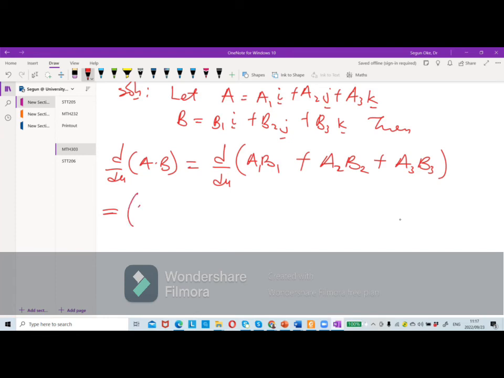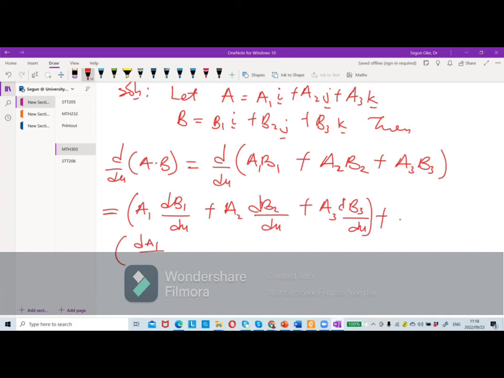So we have it here to be. We can now open the brackets by saying A1 dB1/du, plus A2 dB2/du, plus A3 dB3/du, plus you pick the other one too, dA1/du B1, plus dA2/du B2, plus dA3/du B3.